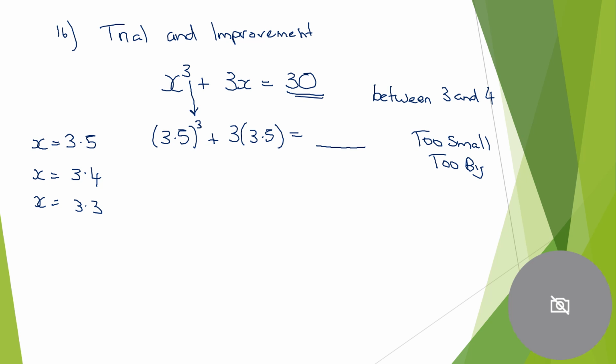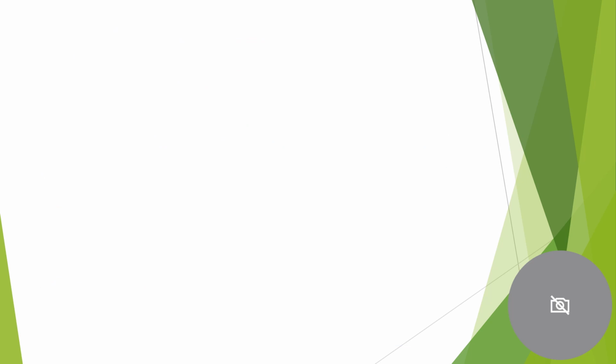Keep going, too big, too big, too big. All right, I've now found one that's too small. Then do your check. X equals whatever your check is, 3 point whatever. 2.5 it could be, if it was between 3.2 and 3.3. And you can check that and then give your final answer, which would be whatever it is, 3.1, 3.2, 3.3, or whatever. Okay, that's trial and improvement. Do make sure you have a go at that.